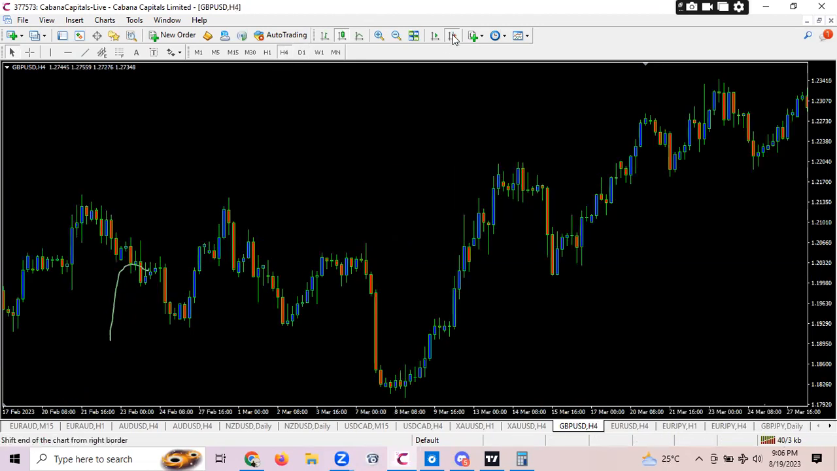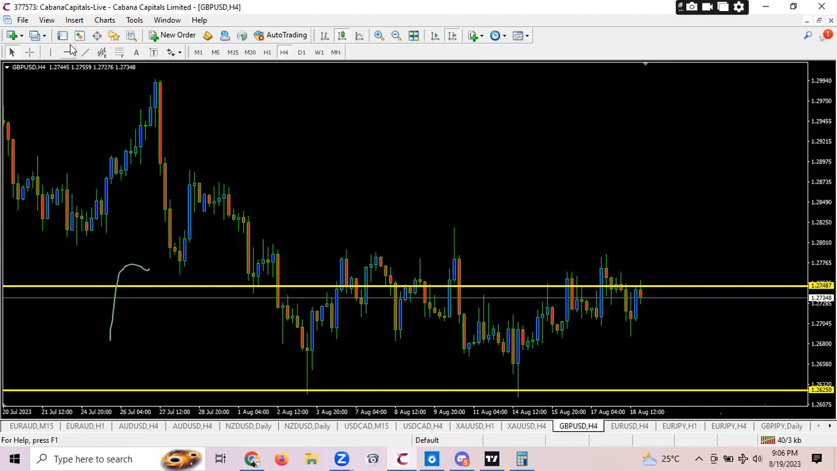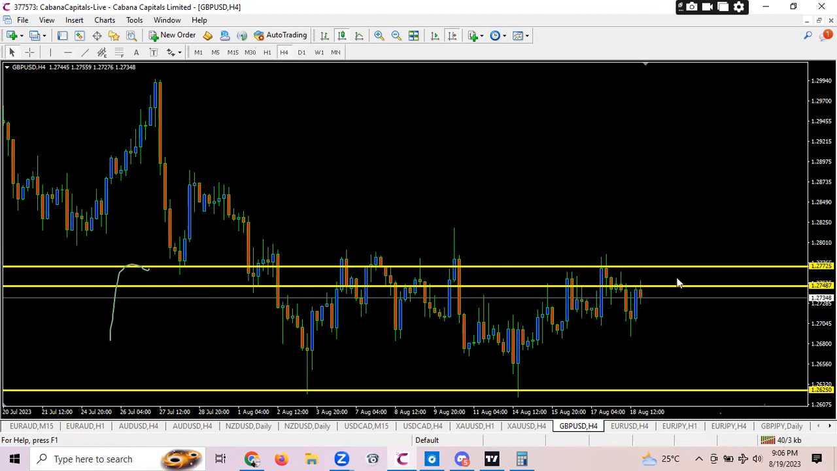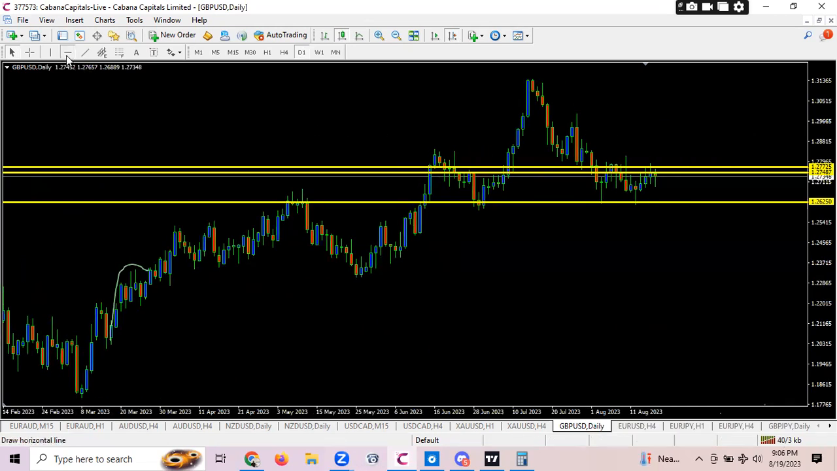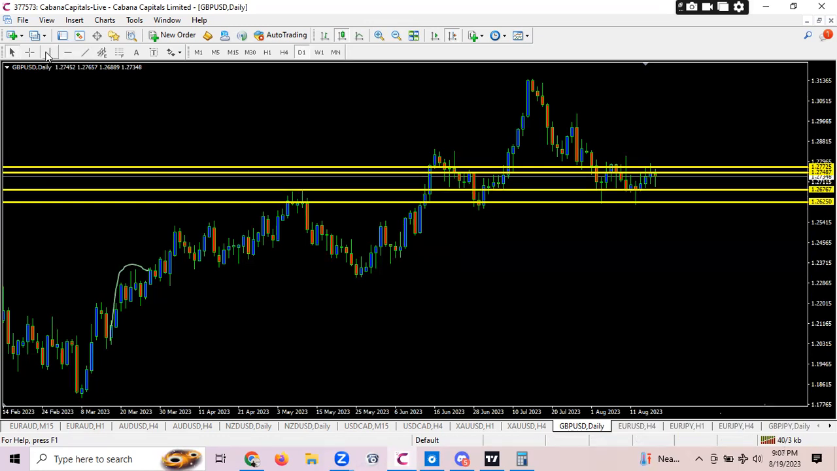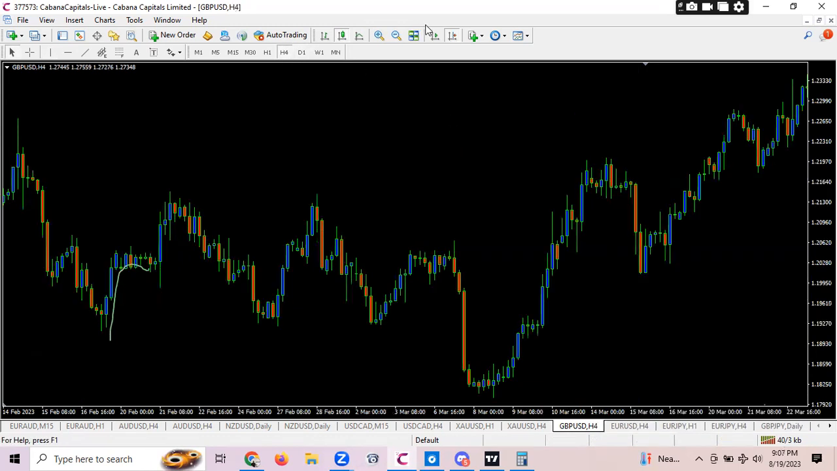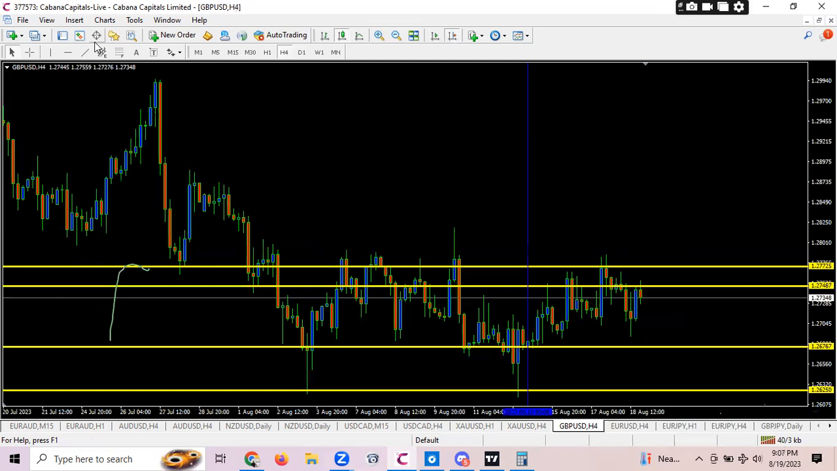But on 4-hour, our resistance will be this for last week's market. So this will be our supply zone, or you call it your resistance zone. Then our support for last week, let me go back to daily. This will be our support on daily. Let's go down to 4-hour to identify our support. And this will be our support for last week.